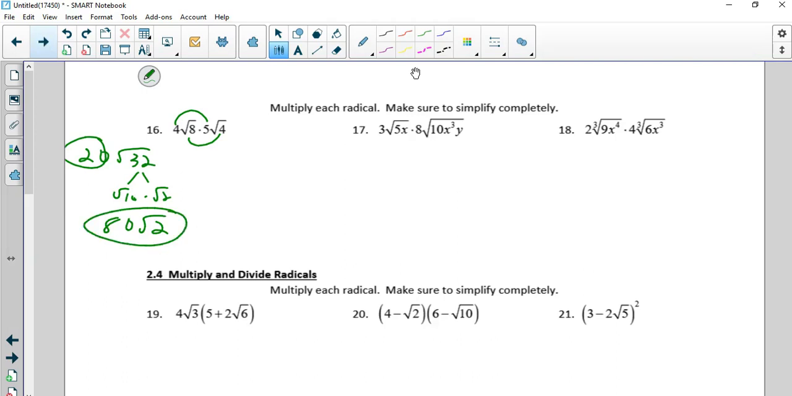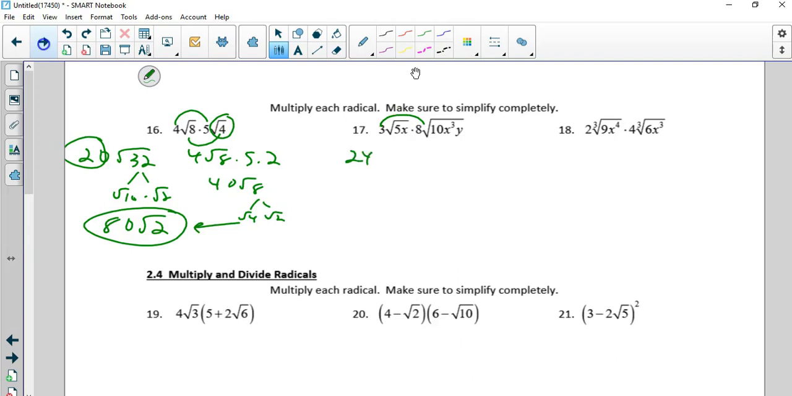But some of you might realize, hey, square root of 4 is 2. So what that really is saying is 4 radical 8 times 5 times 2. And so what we have is 5 times 2 is 10. We really have 40 radical 8. And then this breaks down radical 4, radical 2, and there you have your 80 radical 2. So more than one way to do it.